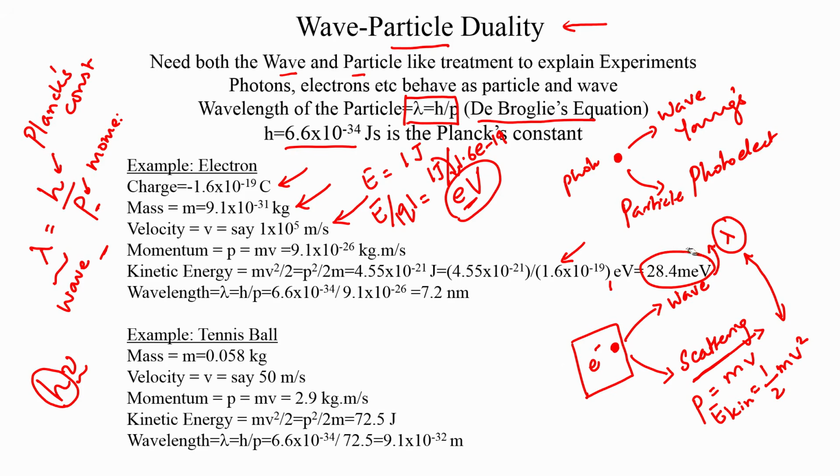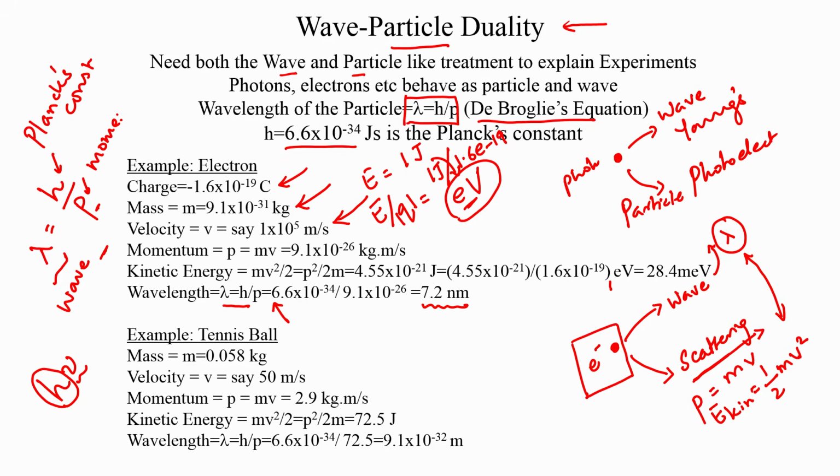And since you have this being the energy, what is the wavelength of the electron? The wavelength of the electron is given by the de Broglie equation, lambda is h by p, which is about 7.2 nanometers in this case. So, you see that the electron fired off with a velocity of 1 x 10^5 meters per second has a wavelength of about 7.2 nanometers.